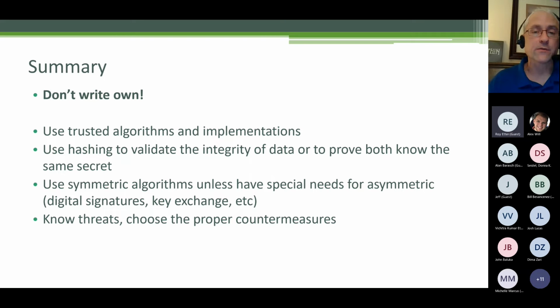So use hashing if you're trying to validate integrity of data or to prove that you both know the same secret for authentication. In general, you want to use symmetric algorithms because they're so much faster, unless you have special needs for asymmetric, like the digital signatures, the key exchange. And it's important to know your threats and choose proper countermeasures.